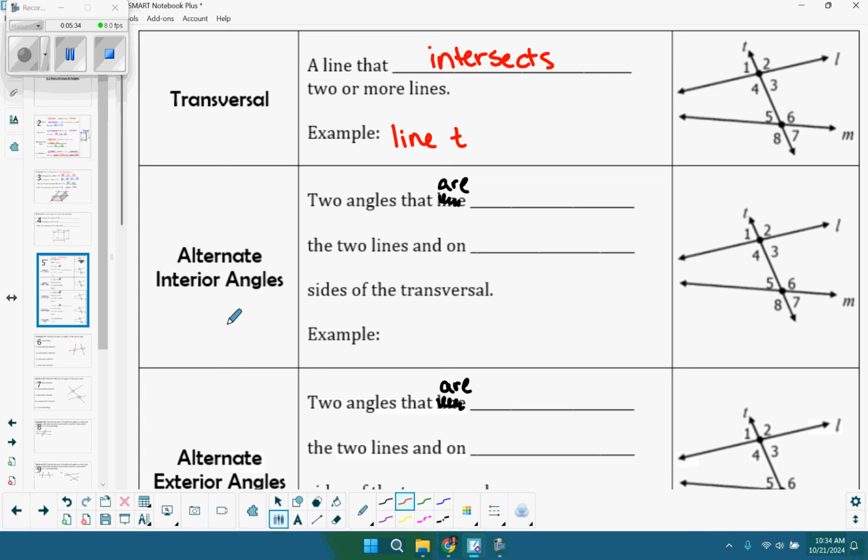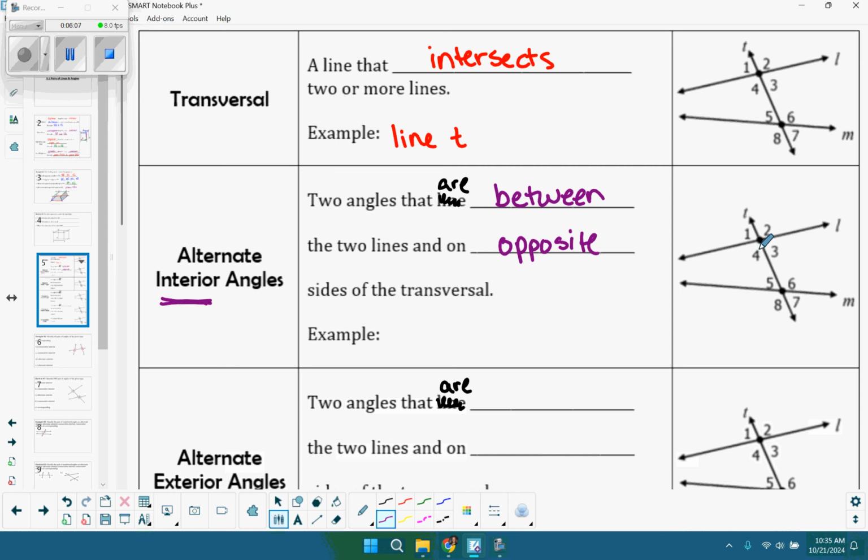So now we have alternate interior angles. We are going to be comparing angles that appear in the one intersection where T intersected L with angles that formed at the other intersection between T and M. So I'm picking an angle from up here and an angle from down here, and I'm comparing them. So alternate interior would be two angles that are between, because the word interior means between or inside the two lines, and they're going to be alternating, so that's on opposite sides of the transversal.